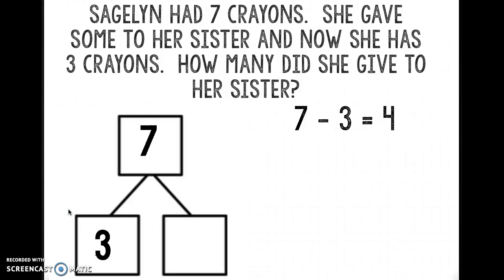All right, so I did 7 minus 3 equals 4. I started with 7 counting 6 and I took away 3, and that told me that I had 4 left over. Or Sagelin gave her sister 4 crayons. I'm going to fill in my number bond.